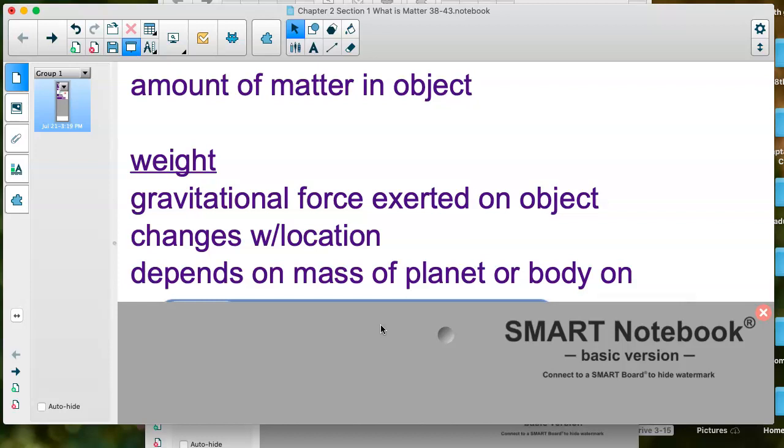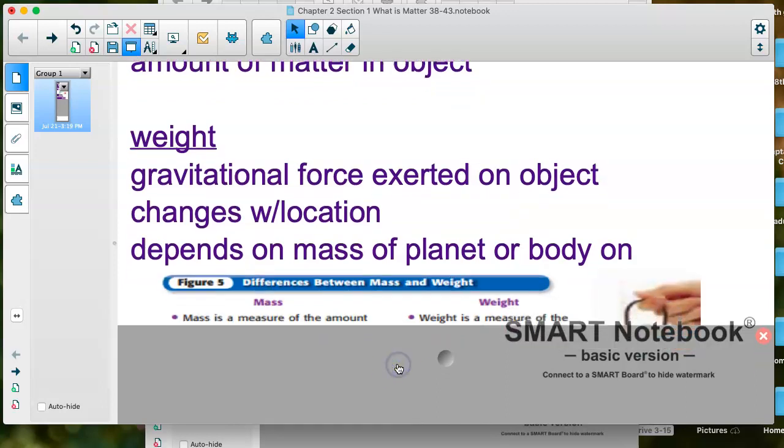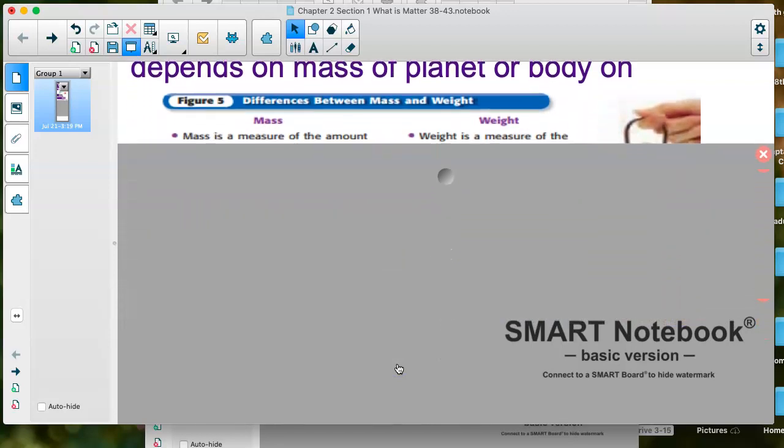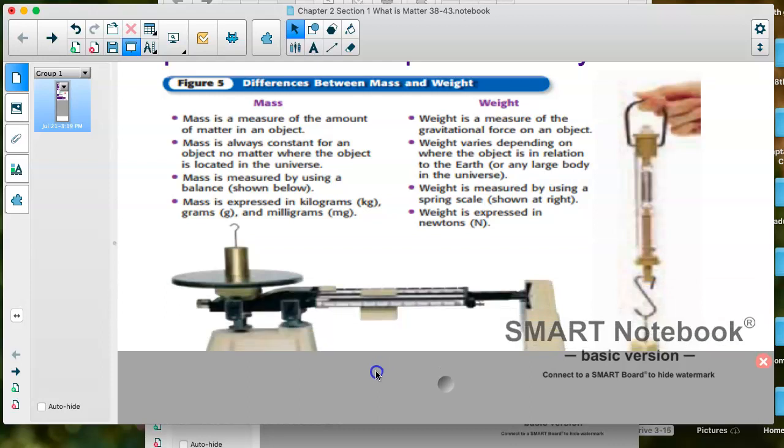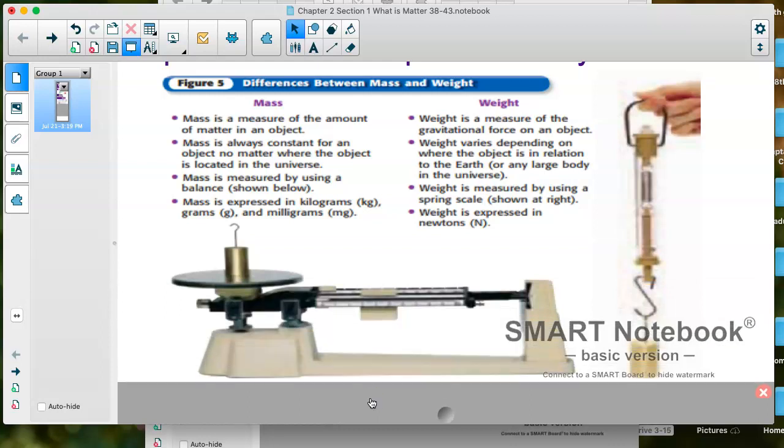So your mass stays the same, right? The amount of matter in you, whether you're on the moon or the Earth, is the same, but your weight is dependent on the gravitational pull, which is dependent on the mass of the planet or the body you're on. So if you were on Saturn, for example, we all know Saturn is way bigger than the Earth, right? You would be like smashed into it. You would weigh so much. So this is a great chart that I want you to be familiar with. We're going to go over it a couple times this year. So mass is a measure of the amount of matter in an object.